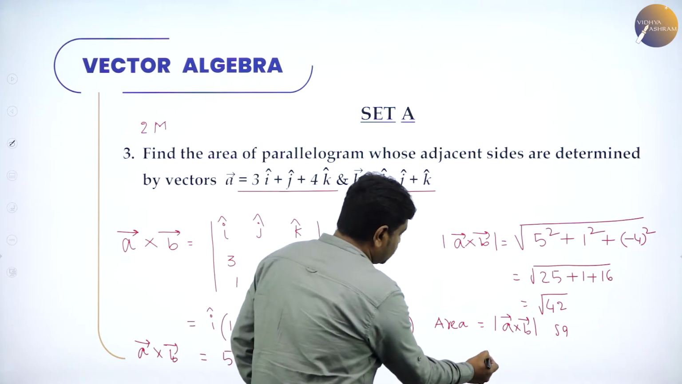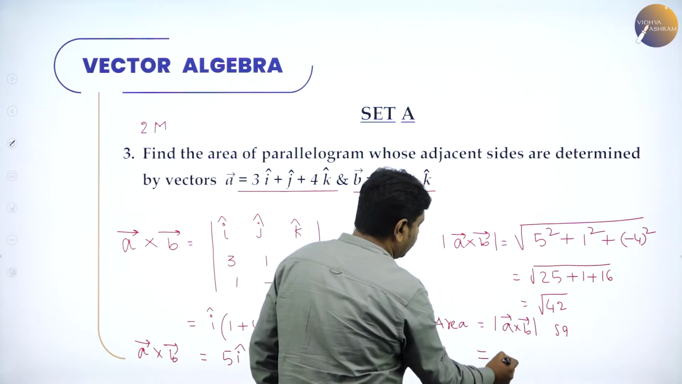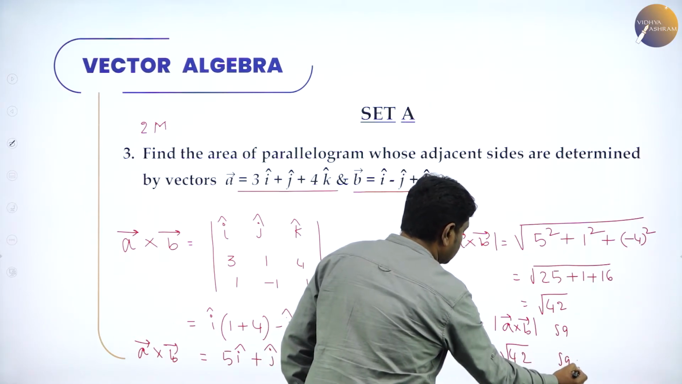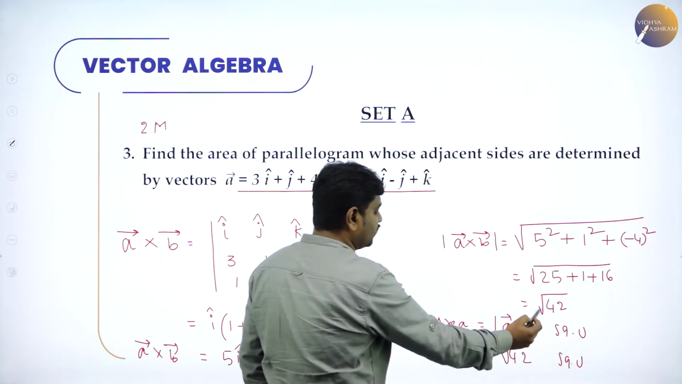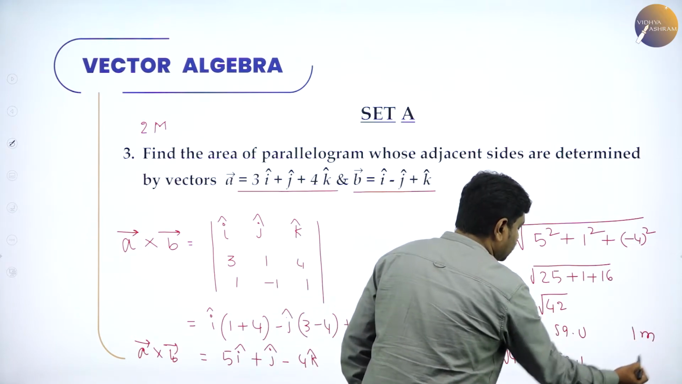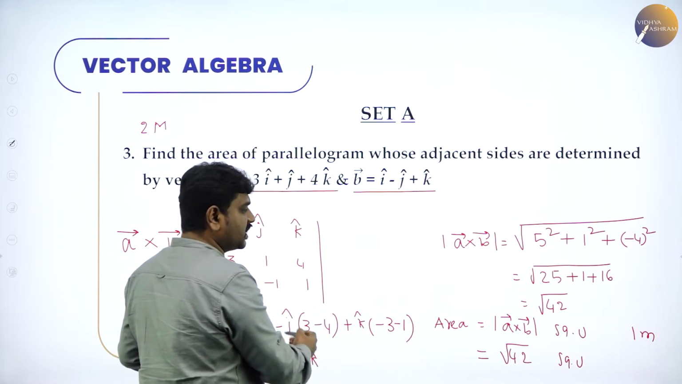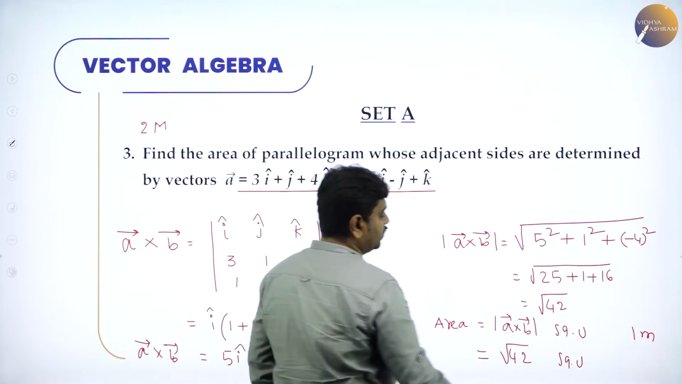So now that is equal to, you got the value. What is the value? Root 42 square units. See, dear students, writing the formula, you'll get 1 mark. And substituting the value, finding A cross B. If your A cross B is correct, then your magnitude will be correct. Then you'll get 1 mark.